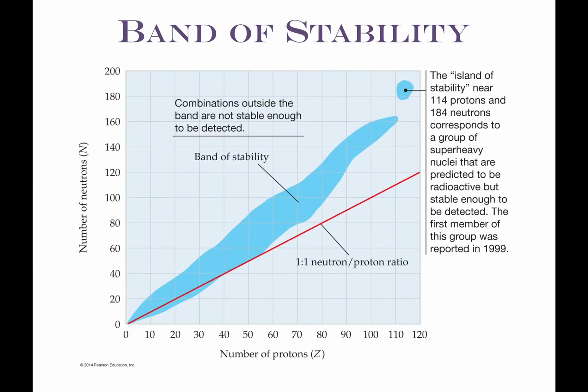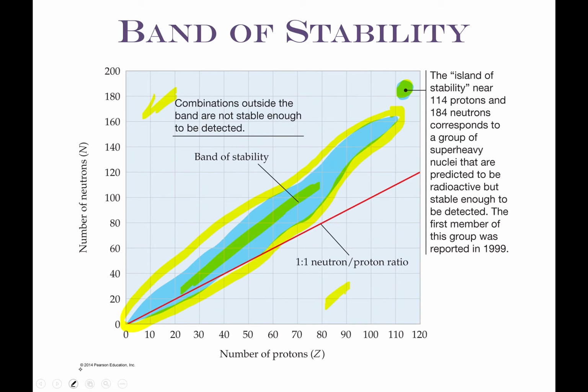So this is our band of stability here. So this is where our elements are more stable. So anything outside of this, if it were over here or over here, is not stable enough to be detected. So this band of stability allows us to detect it. Now there's actually an island of stability out here that's near 114 protons and 184 neutrons.